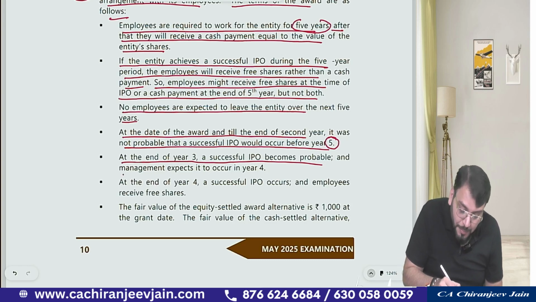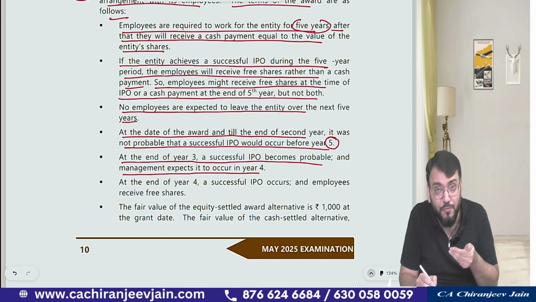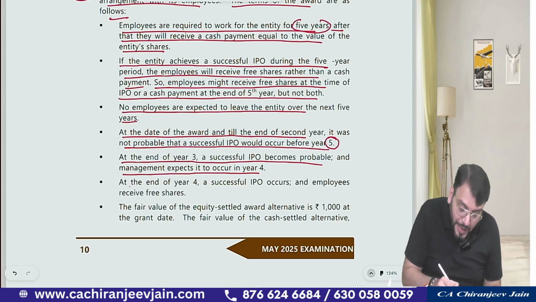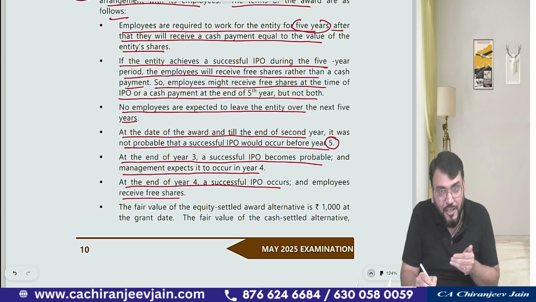Got this point? And the management expects that the IPO will be achieved in 4 years. It means now the vesting period will be 4 years, not 5 years. At the end of 4 years, a successful IPO occurs and the employee receives free shares. And actually, the IPO was achieved at the end of the 4th year.